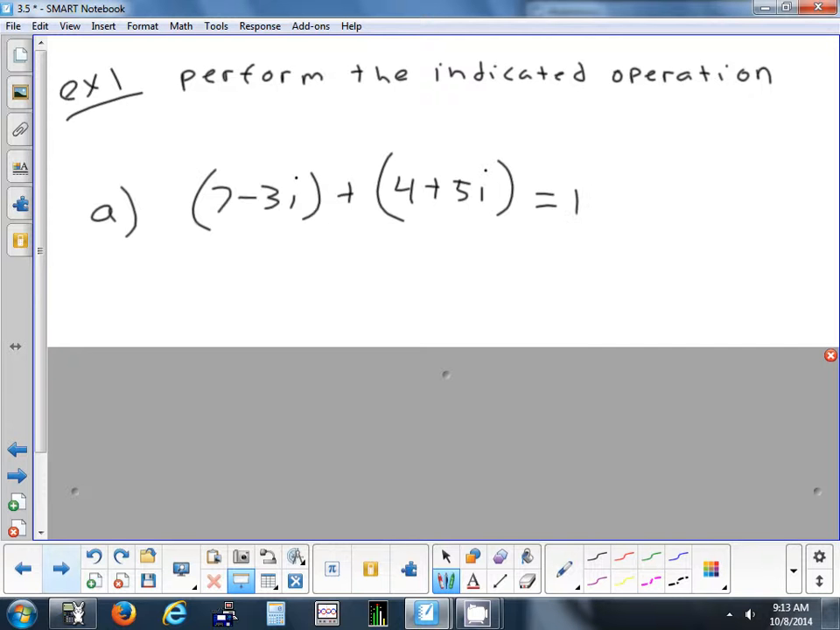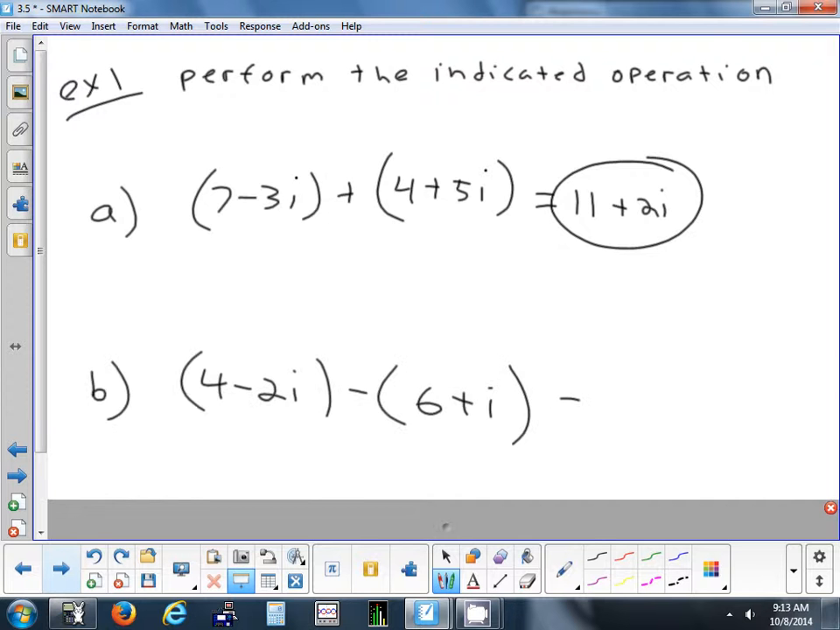Yep, 7 and 4 gives me 11. And what would my imaginary part be? Yep, 2 and then i. So the imaginary part itself is just the 2, exactly what she said. And we put the i there so you know the 2 is imaginary. So that's how you add complex numbers. Subtract is very similar. Except you have to remember there's like a distributive property happening there with the negative. So it's a minus 6 and a minus i.